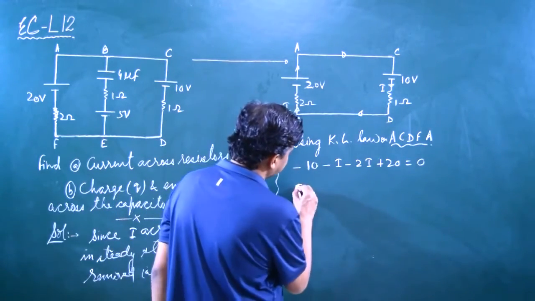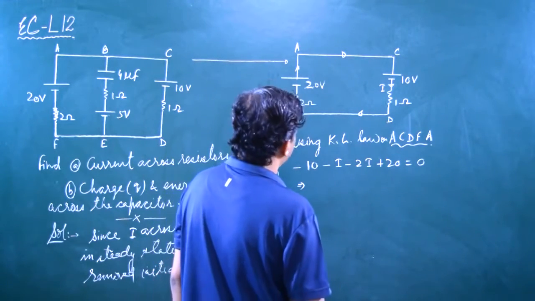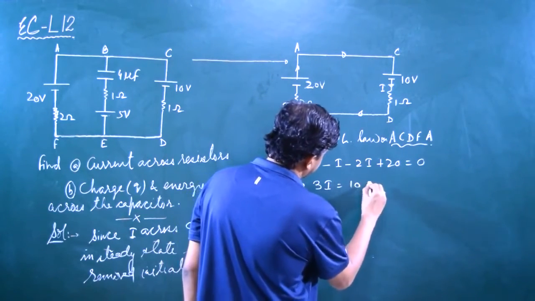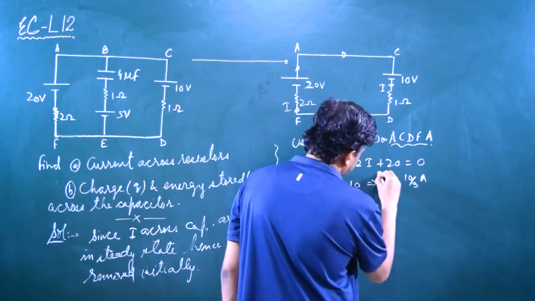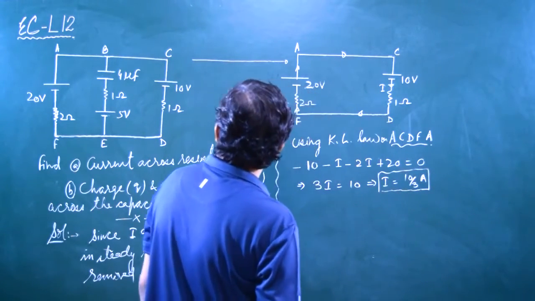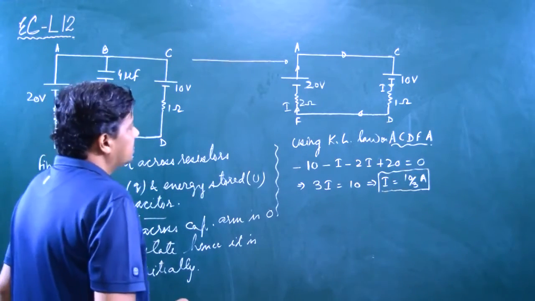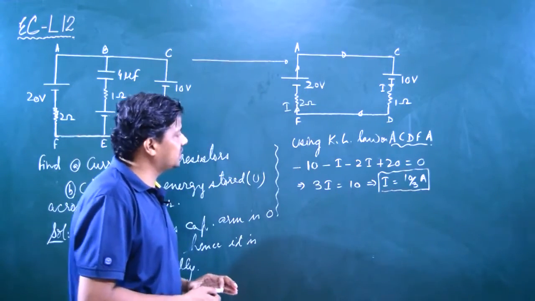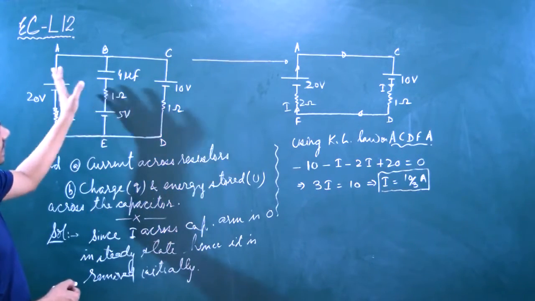So what we get? We have 3I is equal to 10, or we get I is equal to 10 by 3 ampere. So the currents in the independent arms are 10 by 3 ampere. Okay, now we come to the next step. What I have told you, we use Kirchhoff's loop law over a loop with the capacitor. So we may consider any one loop.